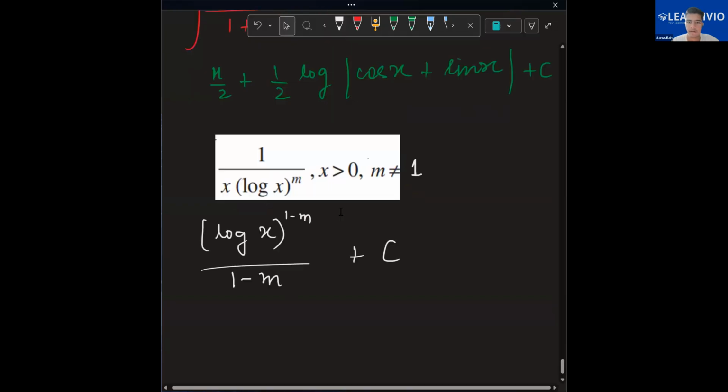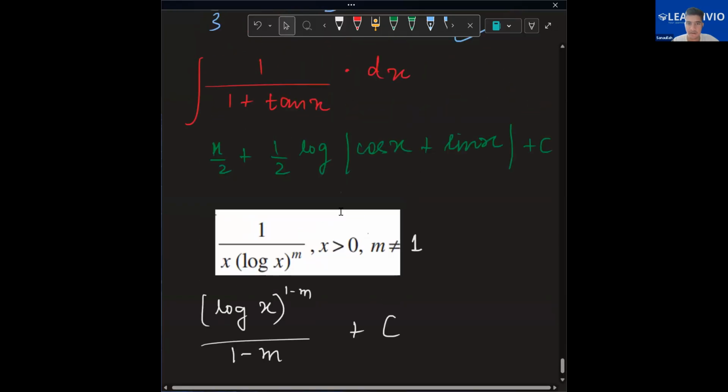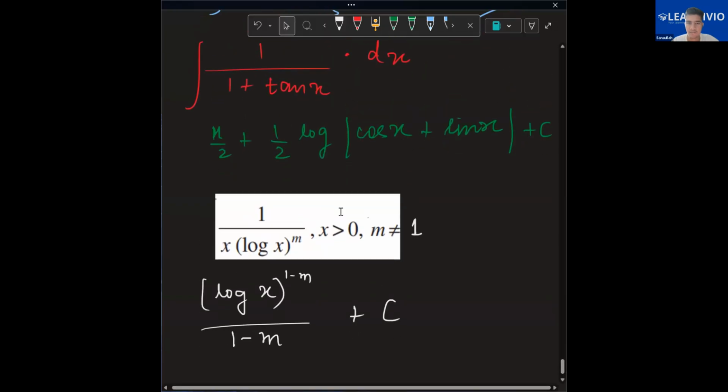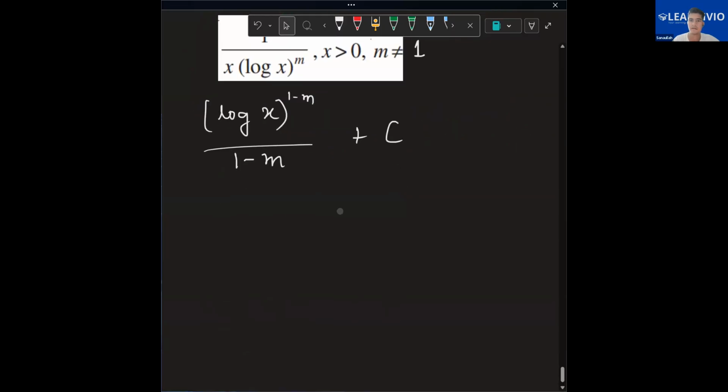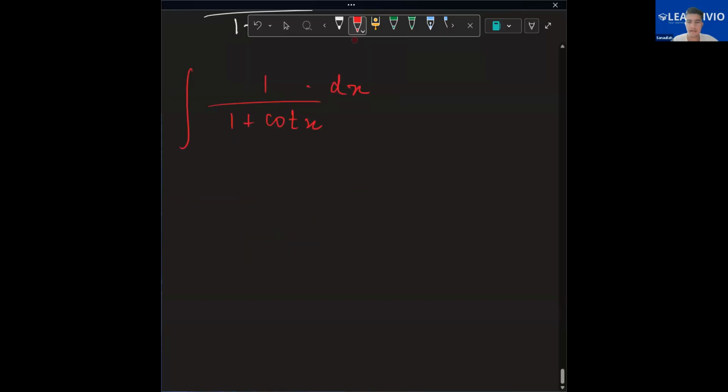Okay, so we have done this part, integration of 1 upon 1 plus tan x. Instead of tan x, just 1 upon 1 plus cot x. Do it in the same way as you did before, change to cos and sin, and let's see what you come up with.